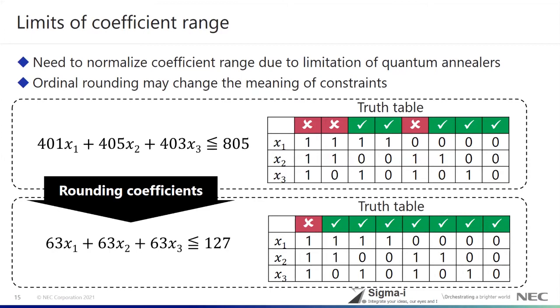Next, let's consider the problem of coefficients of inequalities of optimization problems. Constraints on performance values and prices of system components are often encoded as inequalities with large coefficients. When such inequalities are input to a quantum annealer, these coefficients need to be normalized so that they can be expressed with fewer bits. Then, as shown in this slide, an ordinary rounding process may change the meaning of constraints. So, to obtain the correct optimal solution, we need a normalization procedure preserving the meaning of constraints.